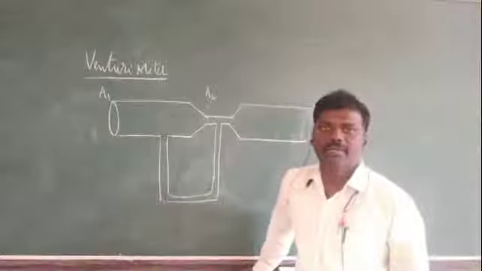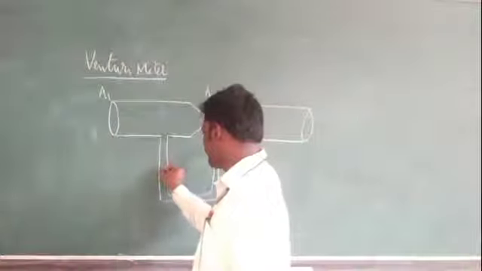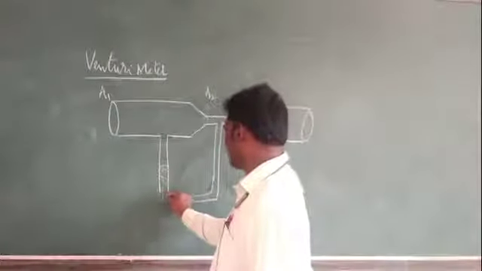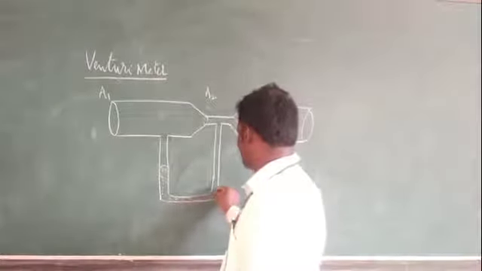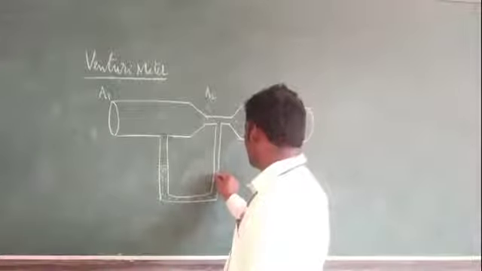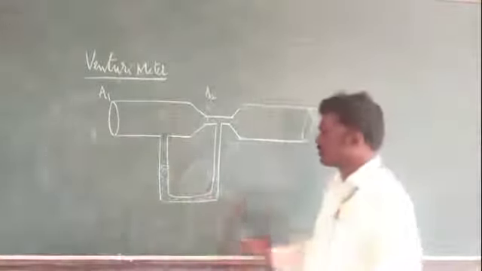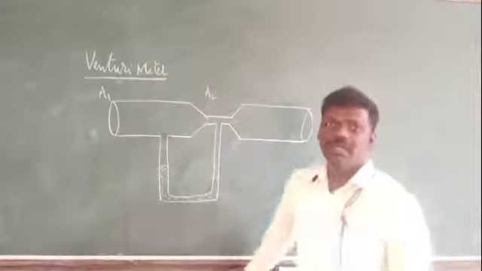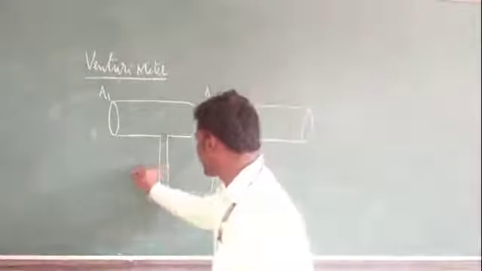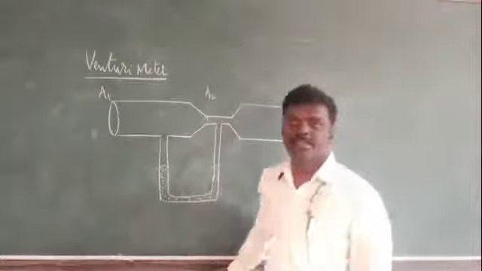Now we can go next to discuss here. In this Venturi meter, in this U tube, there is a fluid, mercury contained. Initially, the mercury in these two limbs, whatever the fluid contained, is at the same level. There is no difference in the mercury level. Both are at the same level.